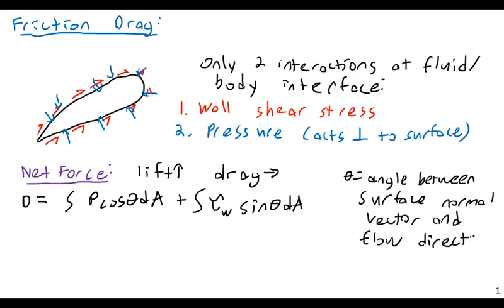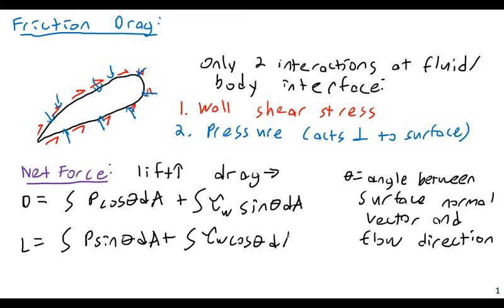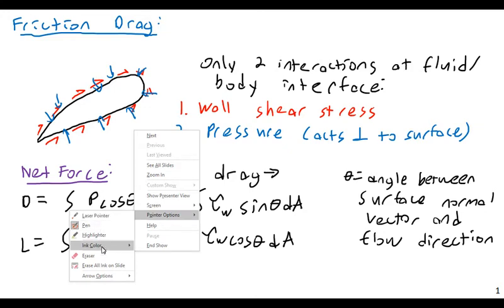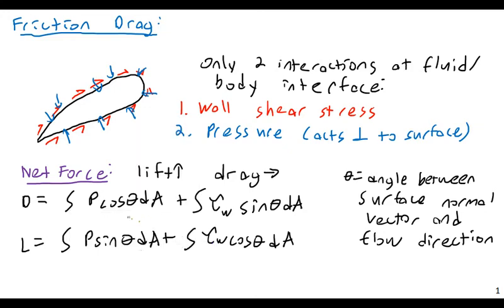So this is how you would describe the drag force in terms of both the pressure and the shear stress. And then the lift would be kind of the opposite. It'd be the integral of P sine theta dA plus the integral of tau_w cosine theta dA. And so again, both of these combine a pressure component and a friction component. So this is going to be your pressure component.